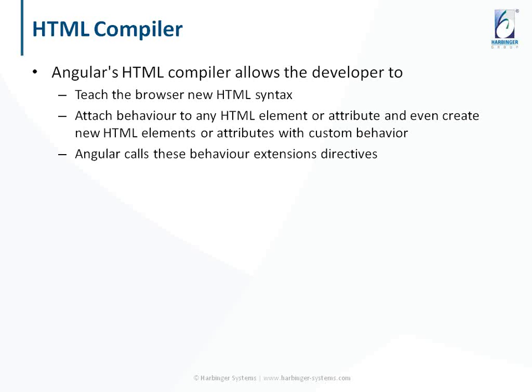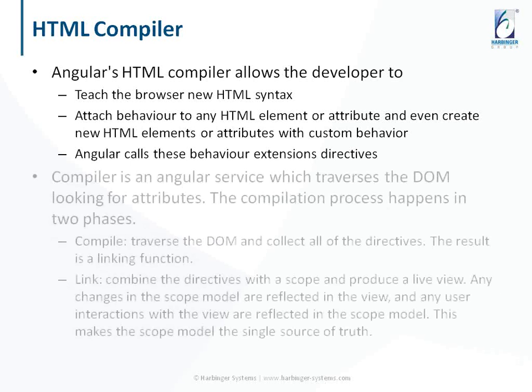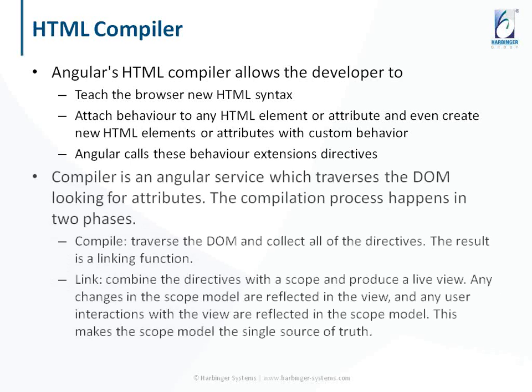So that's where the HTML is nothing but a declarative syntax that you're working on, and this is where the compiler is playing a role to let you do that. And they call it a directive, basically. So the compiler in Angular is basically nothing but a service that traverses through a DOM looking for certain attributes. So it happens in two phases.